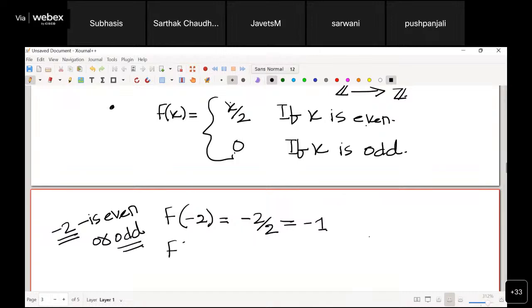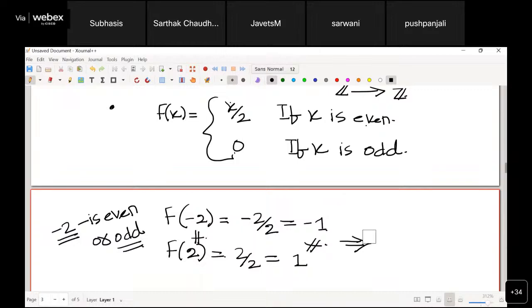Okay, what is the value of f of 2? Can you tell me? 2 by 2, 1, right? So certainly they are both different, right? And they are giving different values. Okay. So certainly this will not work. So this doesn't imply anything. Yeah. So by this we cannot conclude anything.